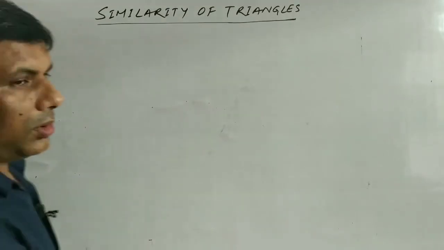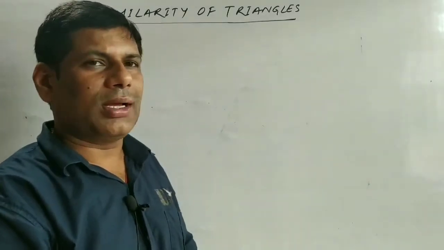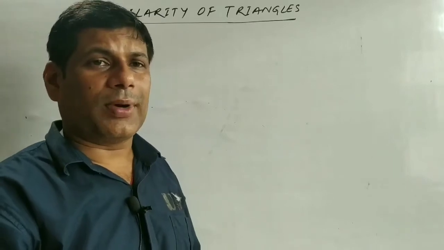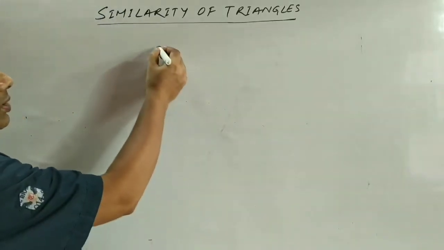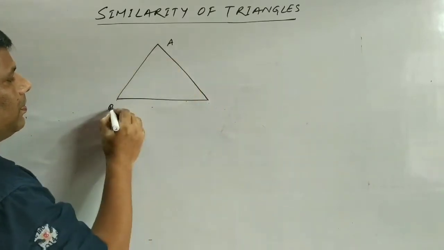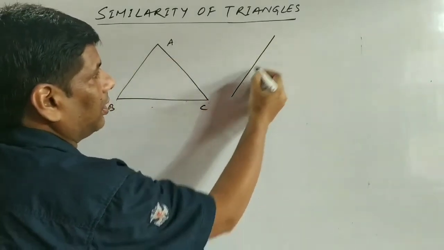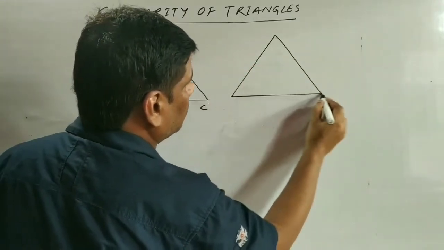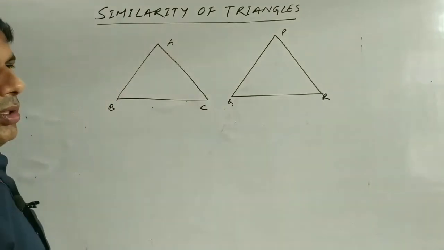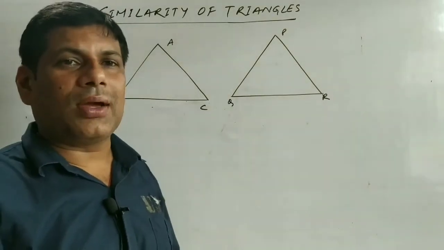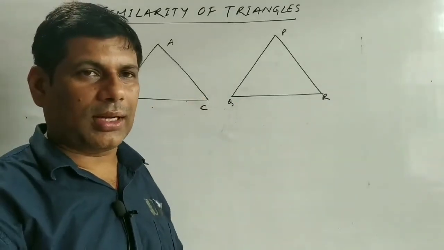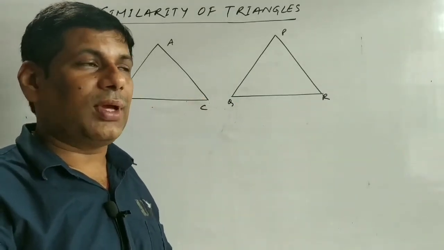Now let us see the property. If two triangles are similar, then what other properties may lie? This is one triangle ABC and this is another triangle PQR. One more thing you have to keep in mind: if two triangles are equiangular, that is all angles of one triangle will be equal to all angles of the other triangle.